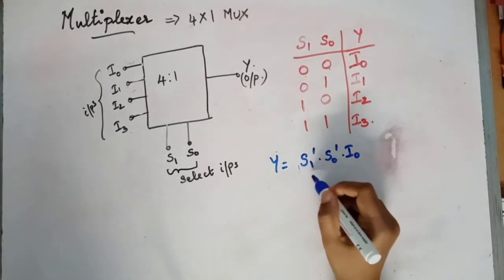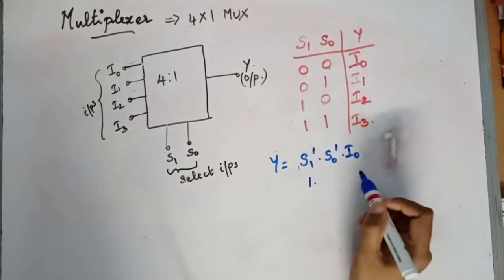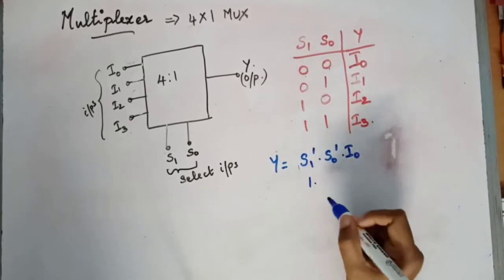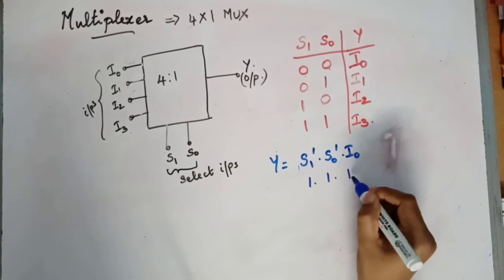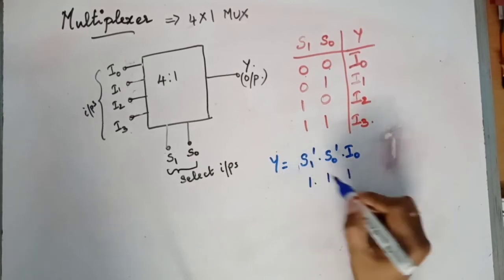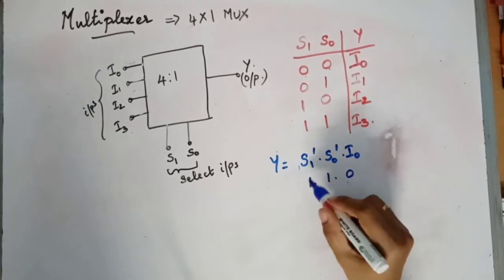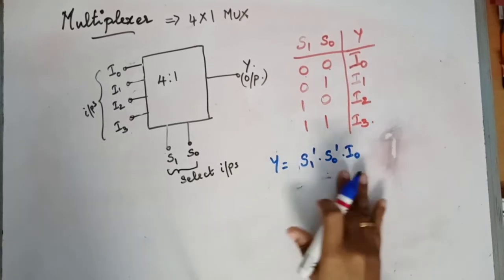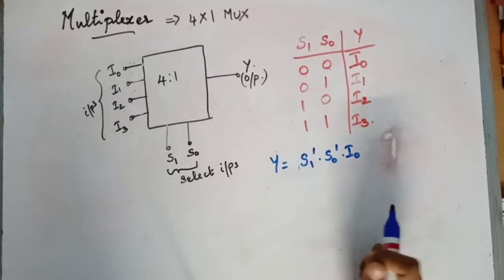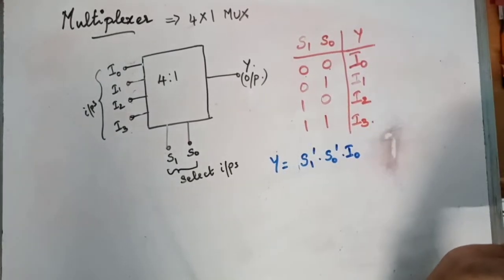Suppose I am giving S1 as 0. 0 complement is 1. S0 is 0. 0 complement is 1. I0 I am giving as 1, then 1. So Y is 1. If I0 is given as 0, then Y is 0. So if S1 is 0 and S0 is 0, whatever is in I0 will come to Y.